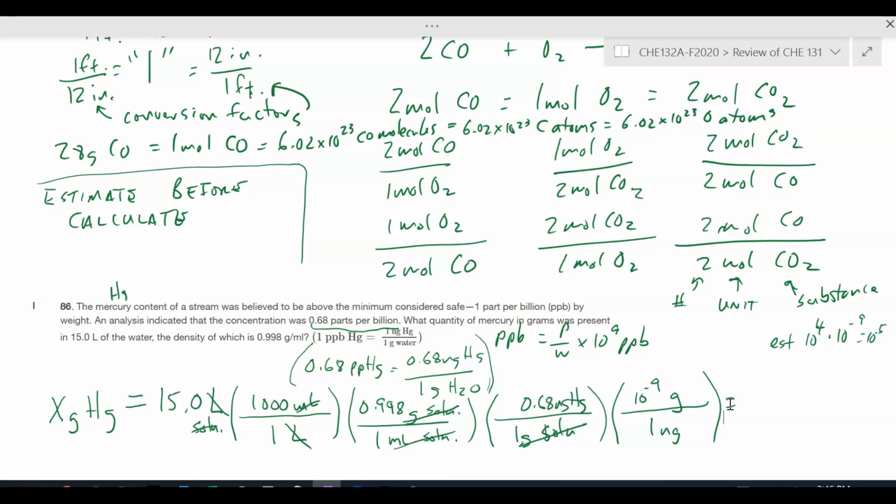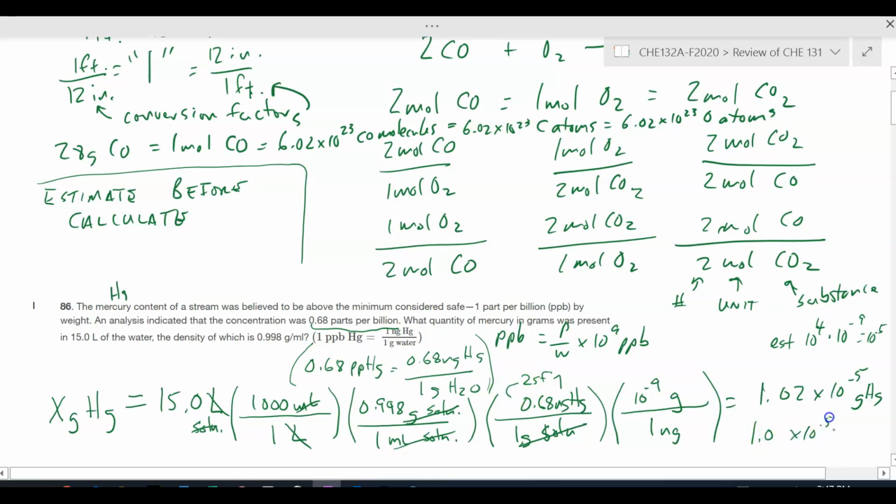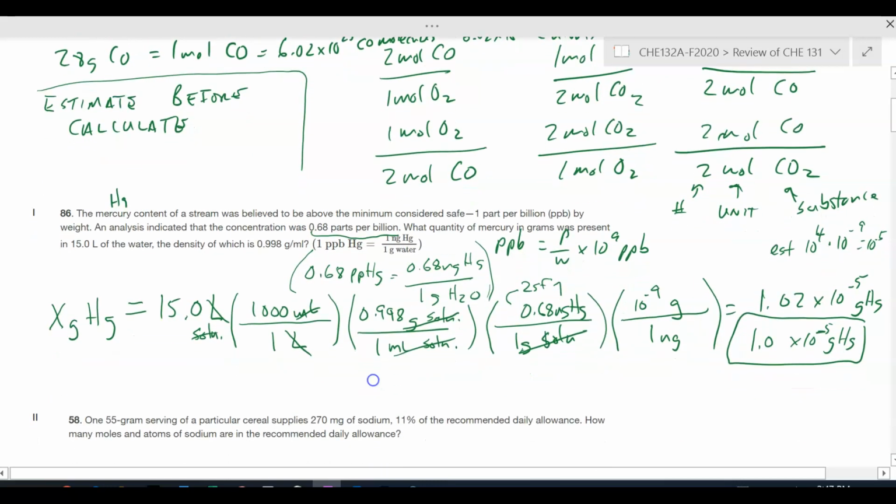0.68, and then times, the way I'm going to enter 10 to the negative 9th on this TI-84 is I'm going to say 1, second, comma, that's the EE function, negative 9, and I get 1.017, so maybe 1.02 times 10 to the negative 5th grams of mercury. We really only have 2 sig figs here at this point, so I would say probably to 2 sig figs, 1 times 10 to the negative 5th grams of mercury would be my answer. That's negative 5th, not positive 5th.